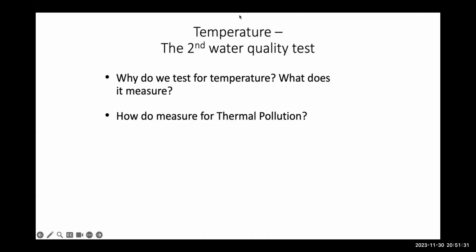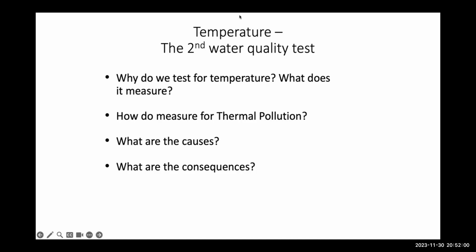We also want to know how to measure for thermal pollution, because temperature measures an abnormal temperature increase. And then what are the causes of thermal pollution and what are the consequences of thermal pollution? For pH, there's really one big cause, and it's products or things outside on the land that can run off into the water. And there's hundreds of examples. We don't have a factory. So one cause we focus on for pH, and there's one consequence. As the stream gets acidic or basic, organisms start to die.